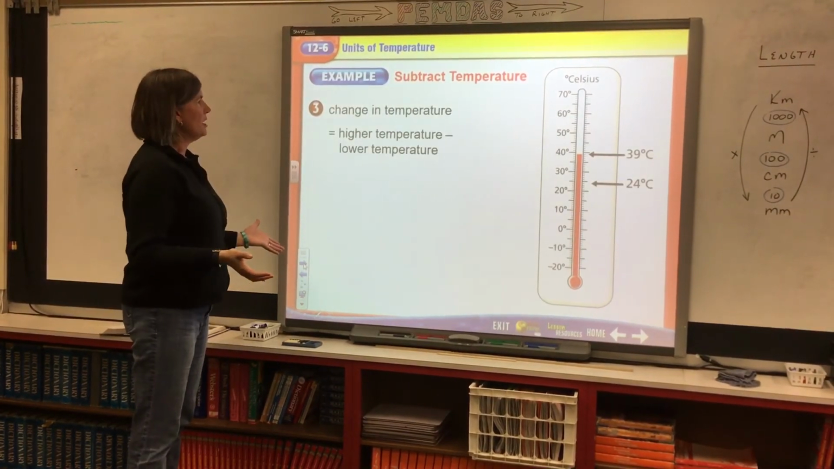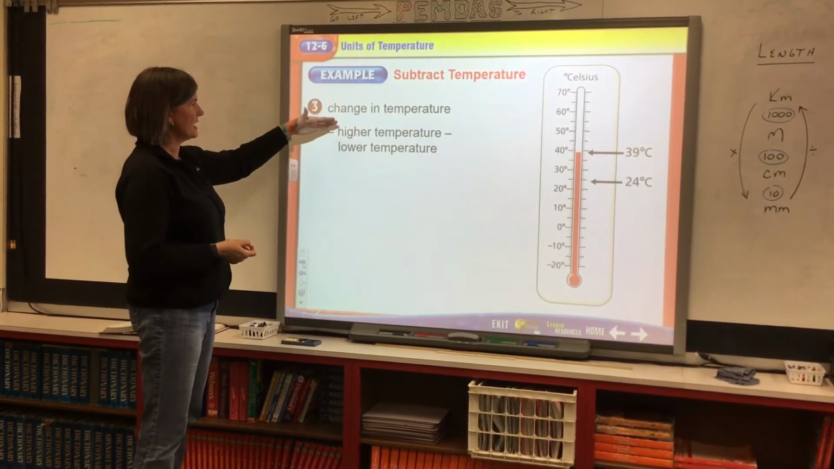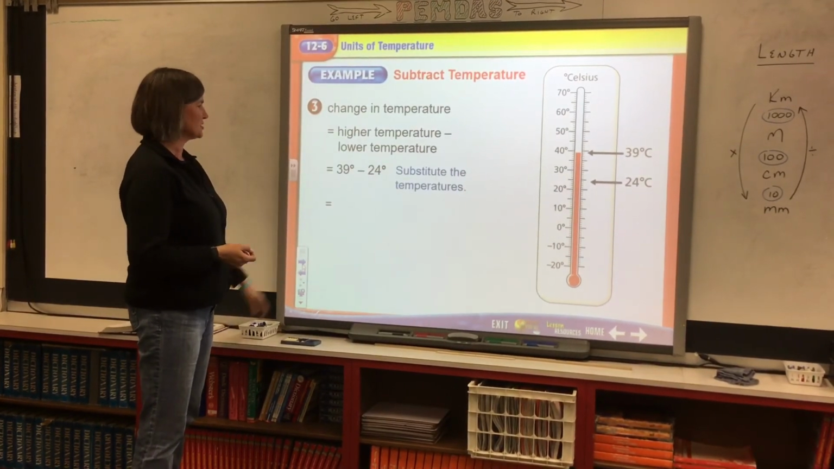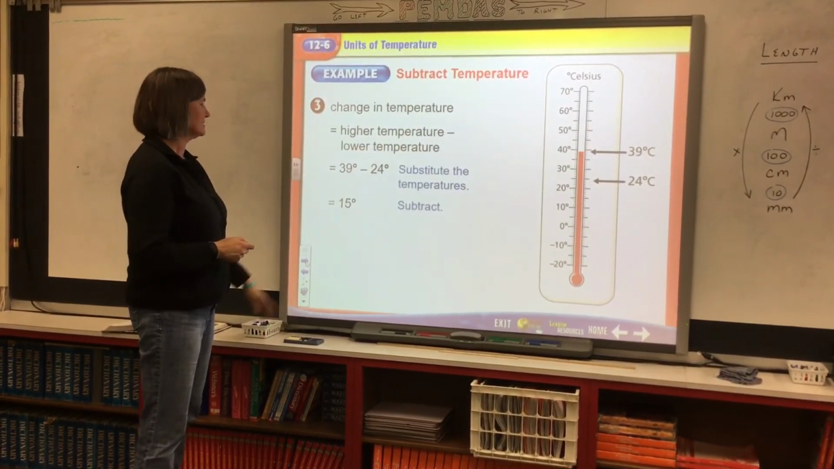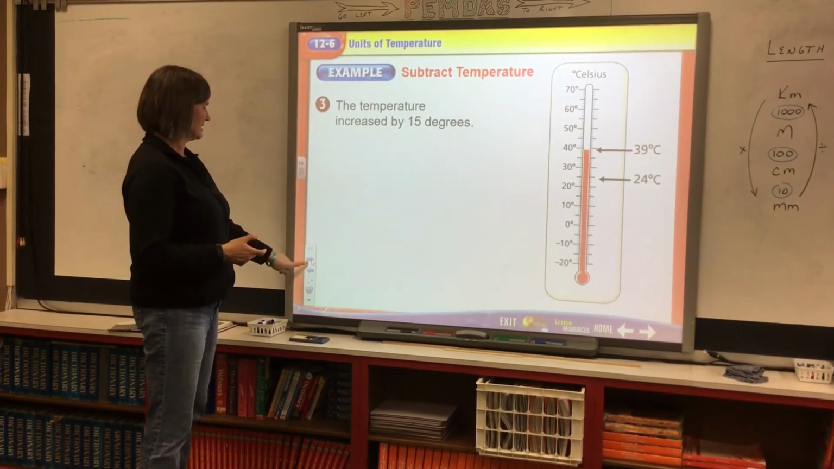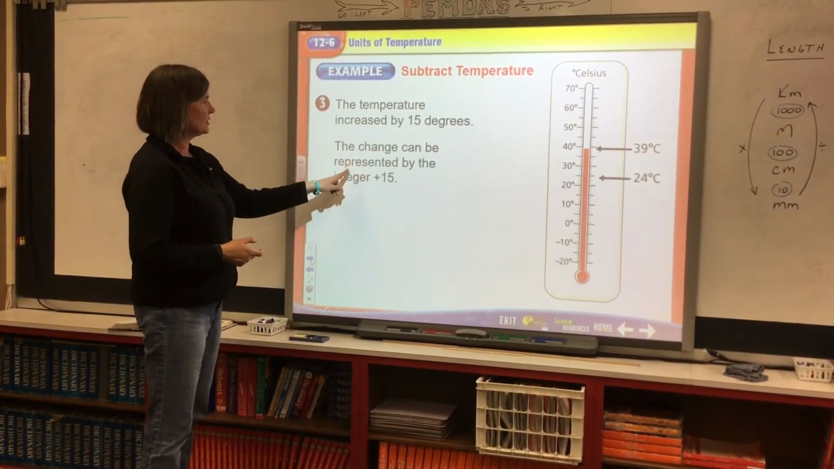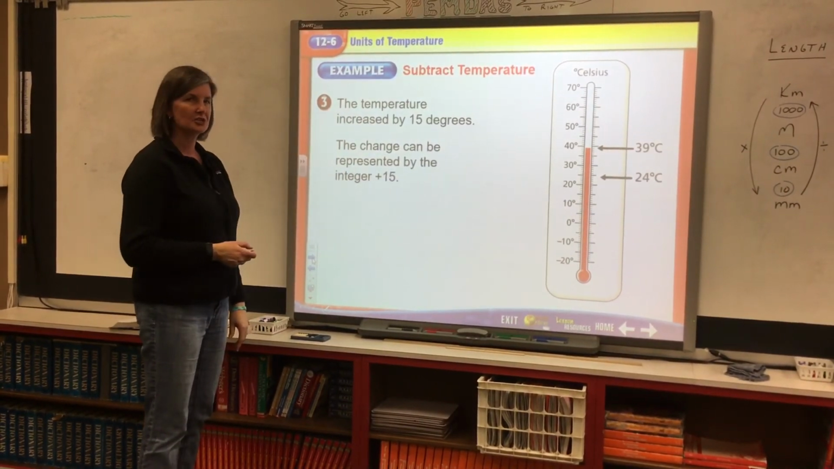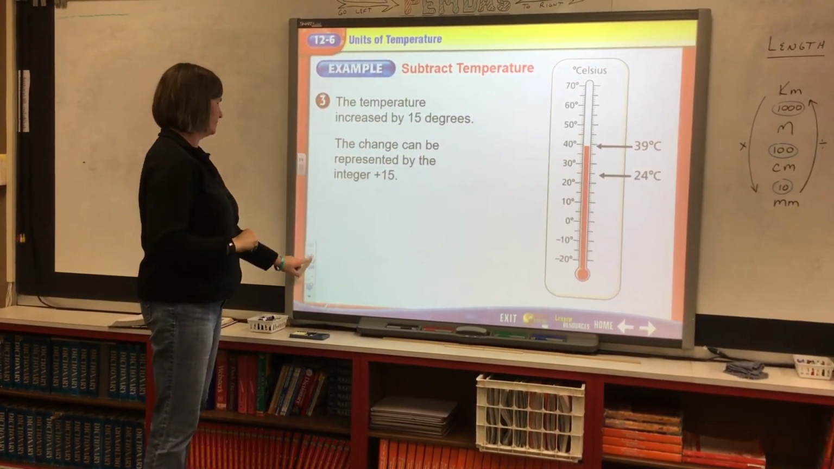All right, so they're telling us to find the change in temperature, take the higher temperature, subtract the lower temperature, and then just as we did, they got 15 degrees, and since the temperature increased by 15, we would use an integer as plus 15 to represent that change, because it went up.